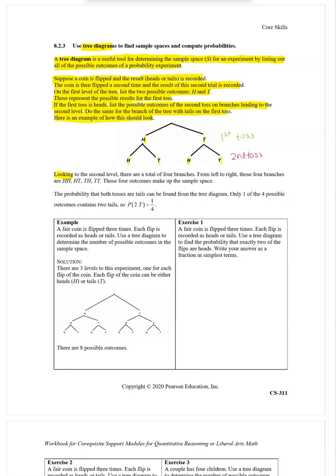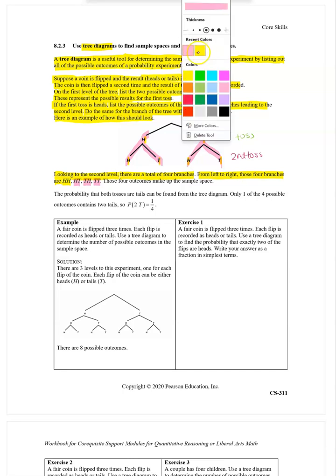Okay, so looking at the second level, there are a total of 4 branches, right? From left to right, those 4 branches are head, head. So you just follow the branches. We go down this branch and we see that it's head, head, all right? And then we go down the next one and we see that it's head, tails. That's where they're getting these. Then this one is tail, head, and tail, tail, okay? Those 4 outcomes make up the sample space. So that's where they got those.